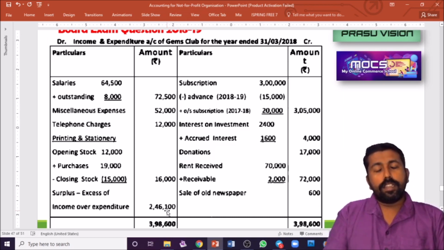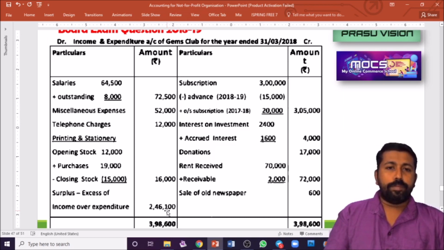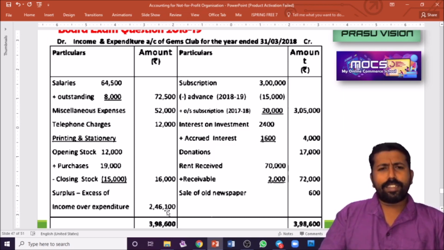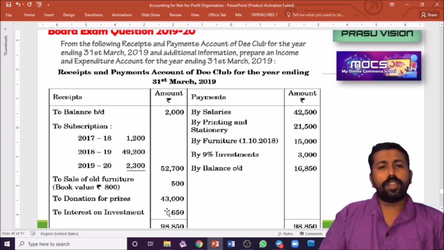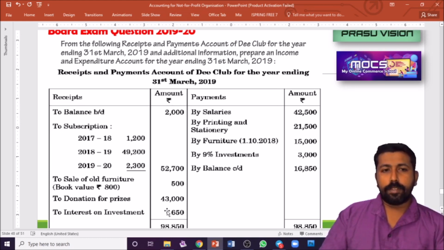So this is the question they asked only for the preparation of income and expenditure account. They asked it the first time when CBSE introduced the chapter non-profit organization in class 12. The next year also, they asked only one question for the preparation of income and expenditure account from this data.